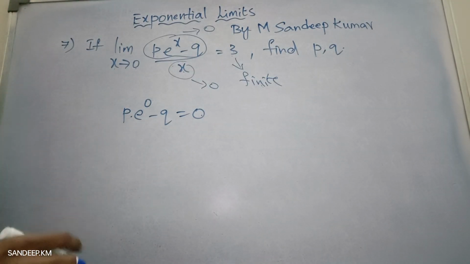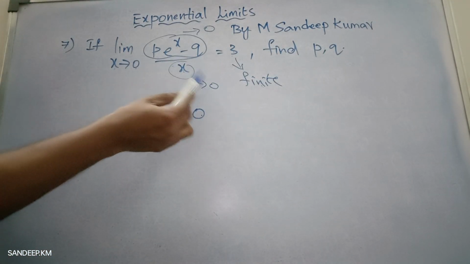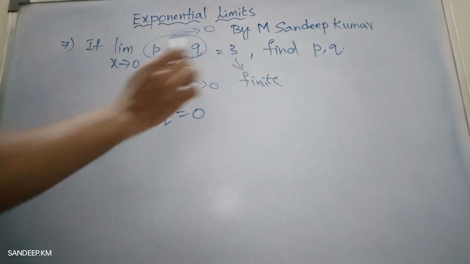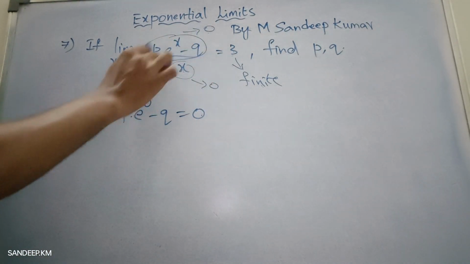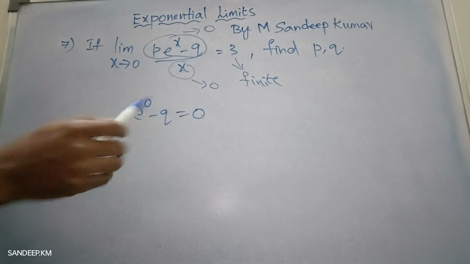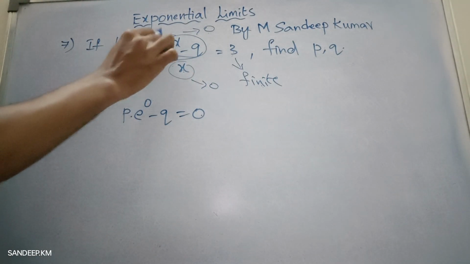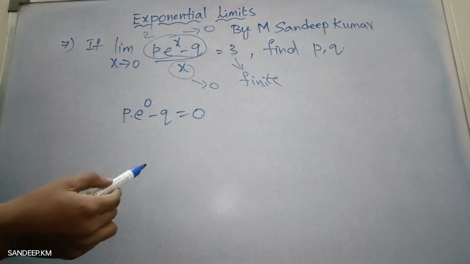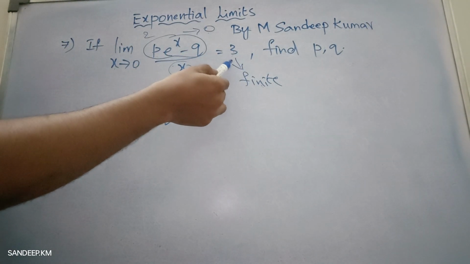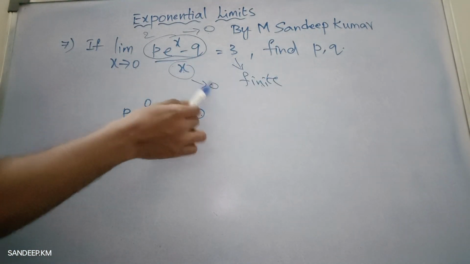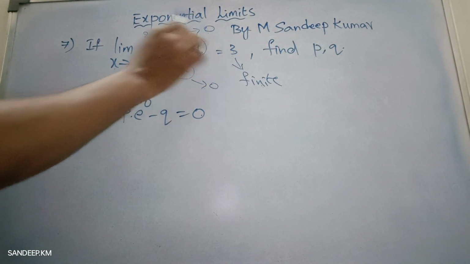Once again I am repeating. When the denominator is approaching 0, the numerator also must approach 0, because the answer is a finite answer. If the numerator is approaching any other number, then what happens? Imagine the numerator is approaching 2. Then 2 by 0 will become infinity, correct or not? We are not getting infinity as the answer. We are getting a finite number. For that reason, when the denominator is approaching 0, the numerator also should approach 0.